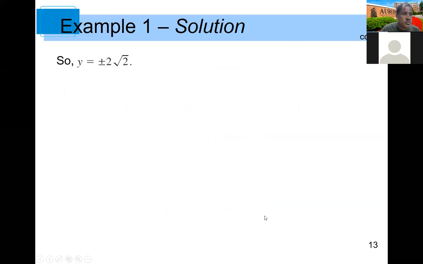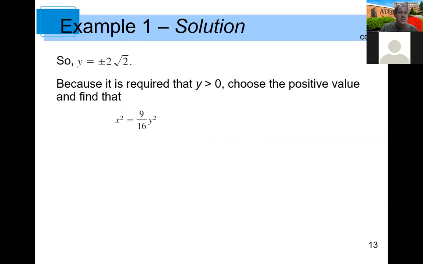Square root of 8 is 2 root 2. But you don't need the negative, as you know. So y is simply 2 root 2. Okay. y is 2 root 2.